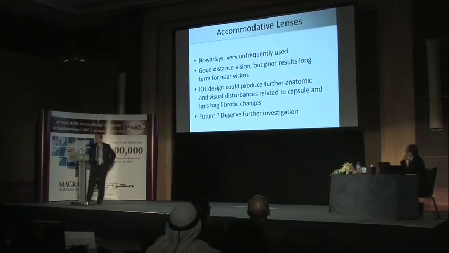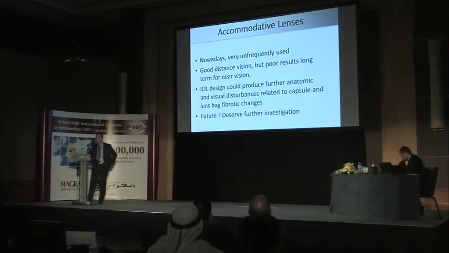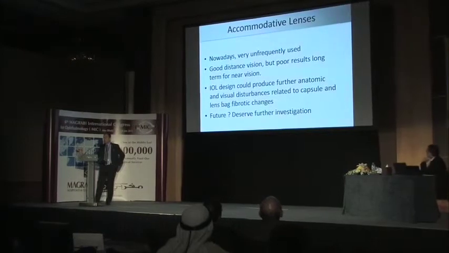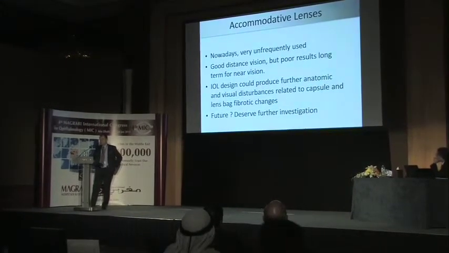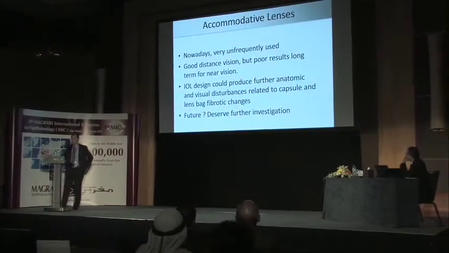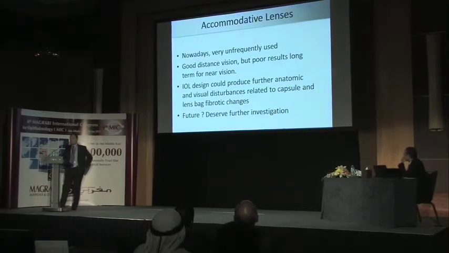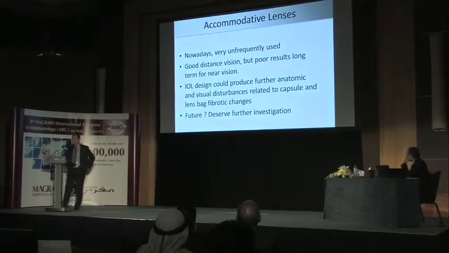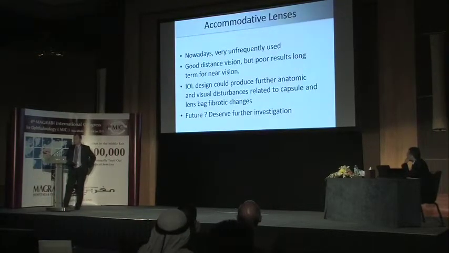Nowadays, however, these types of lenses are very infrequently used. They provide good vision, but poor results in the long term have been published. And besides, the lens design could produce further anatomic and visual disturbances related to the capsule and lens back fibrotic changes. However, we don't know what's going to be the future, and this deserves further investigation with this type of lenses.